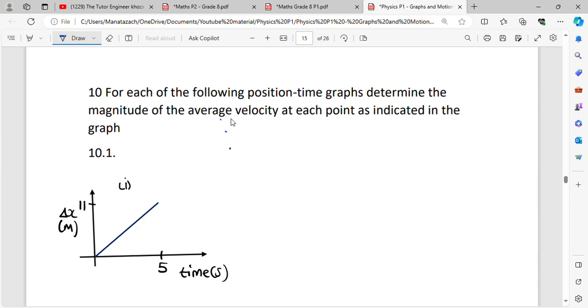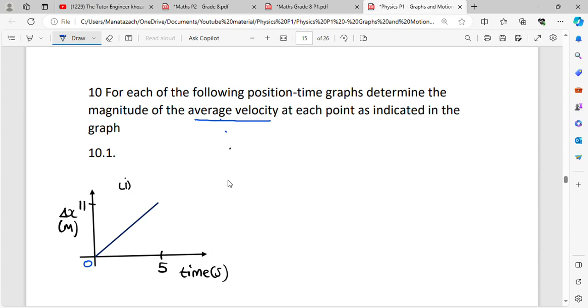We are continuing today with graphs and motion in one dimension. So let's start with today's lesson. For each of the following position-time graphs, determine the magnitude of the average velocity at each point as indicated in the graph. So 10.1, you have the displacement-time graph. You need to get the average velocity between 0 and 5 seconds.